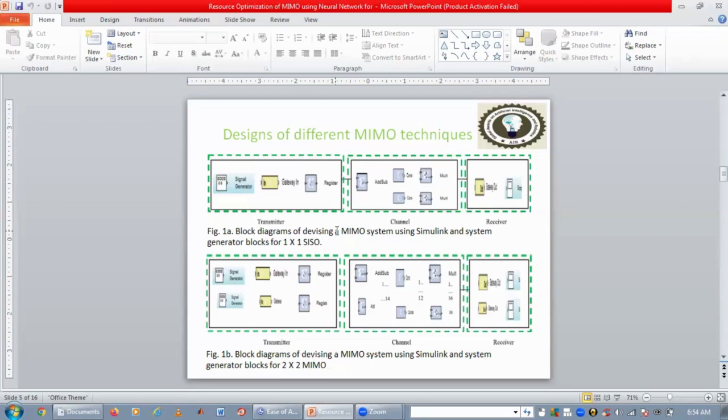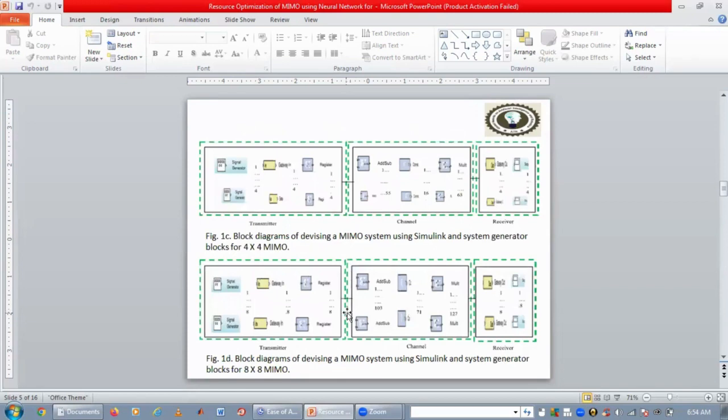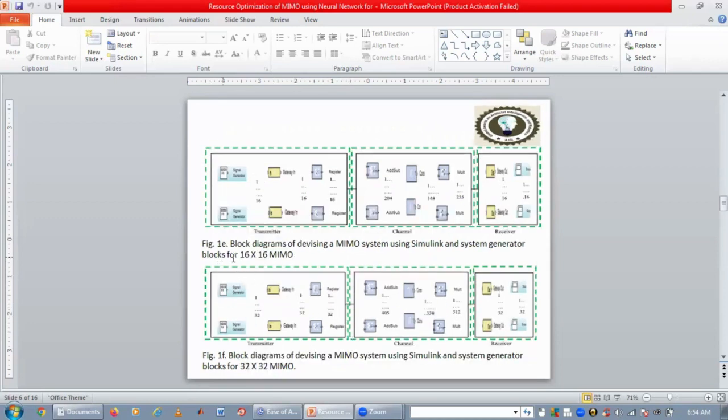Here, a new technique for 1×1 SISO to 256×256 MIMO has been designed. Figure 1A shows the block diagram of devising the new system using Simulink and system generator blocks for 1×1 SISO. Figure 1B shows 2×2 MIMO. Figure 1C shows 4×4 MIMO. Figure 1D shows 8×8 MIMO. Figure 1E shows 16×16 MIMO technique.